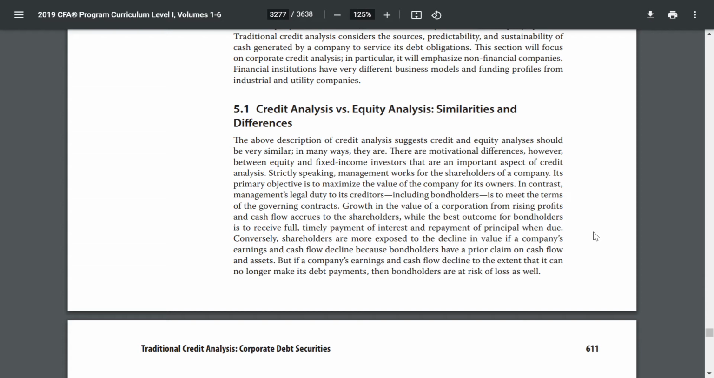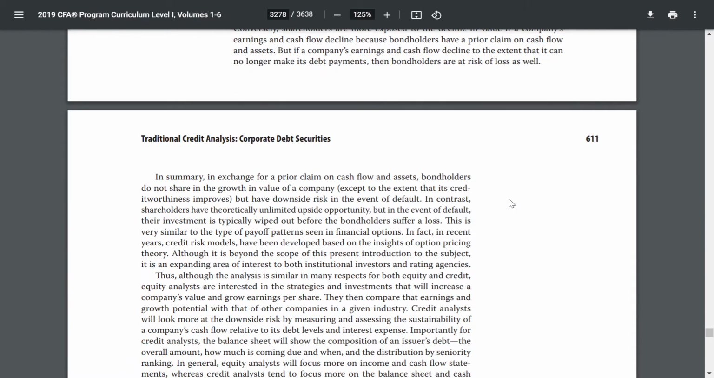Conversely, shareholders are more exposed to the decline of value if a company's earnings and cash flow decline, because bondholders have a prior claim to the cash flow and assets, right? So that is similar to equity. That's what it's talking about. But if the company's earnings and cash flows decline to the extent that it can no longer make the debt repayments, the bondholders are at risk of loss as well.